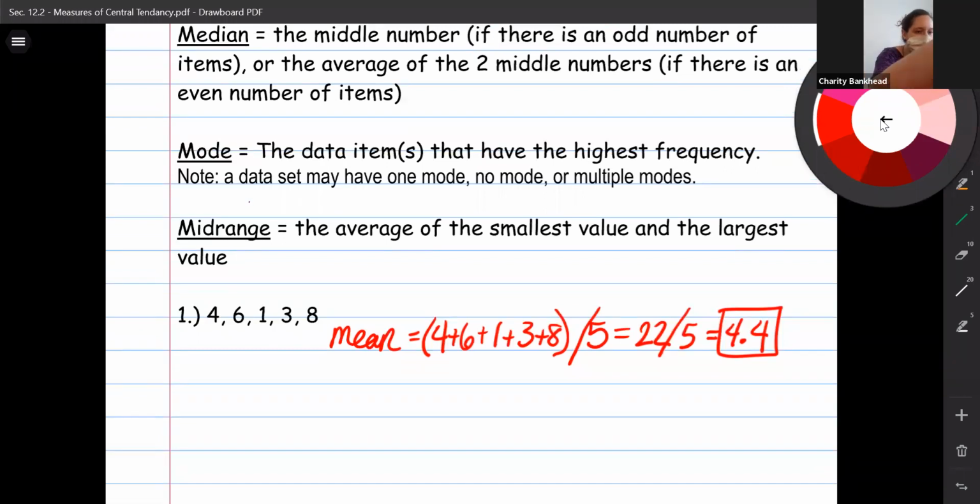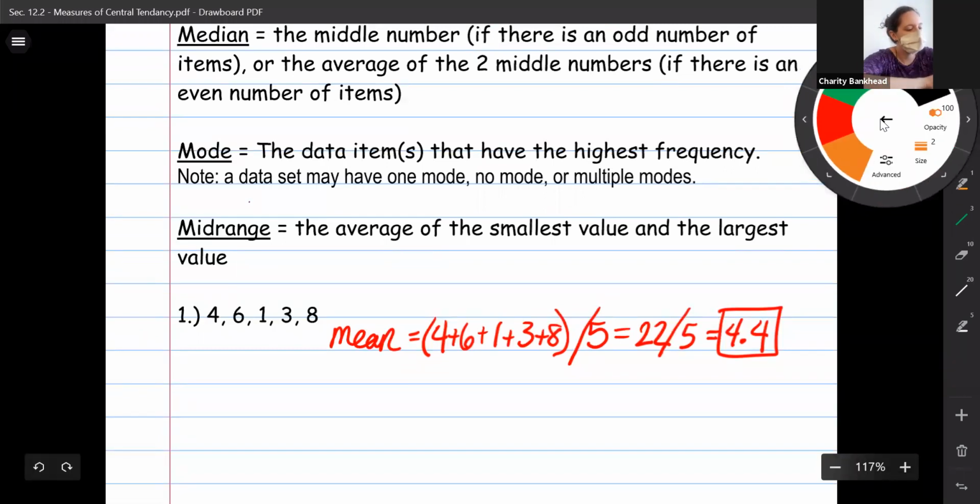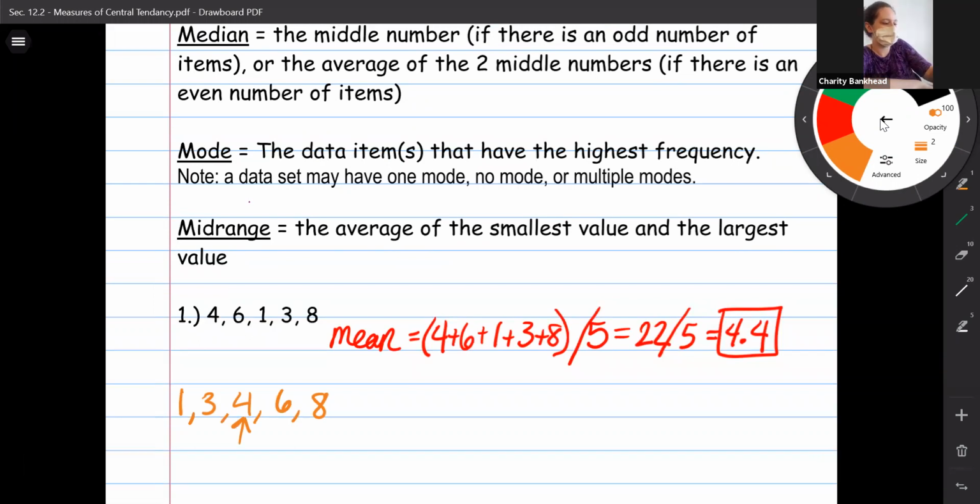And then for the median, I want to put them in order from smallest to largest. So 1, 3, 4, 6, 8. And then the middle number is 4. So that's the median.